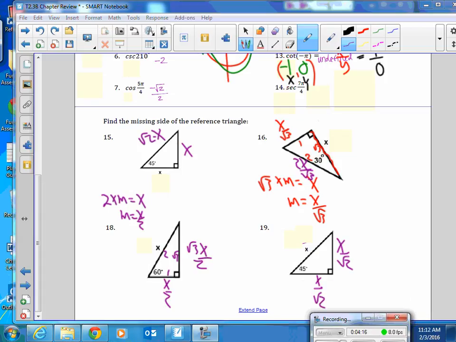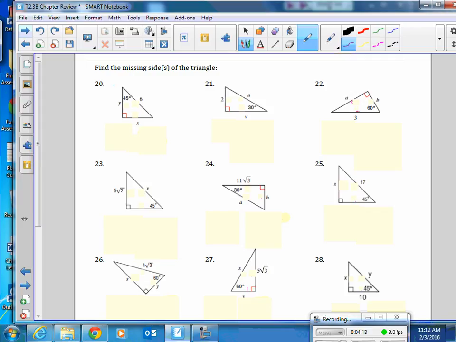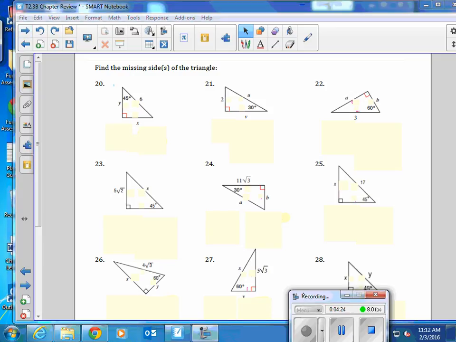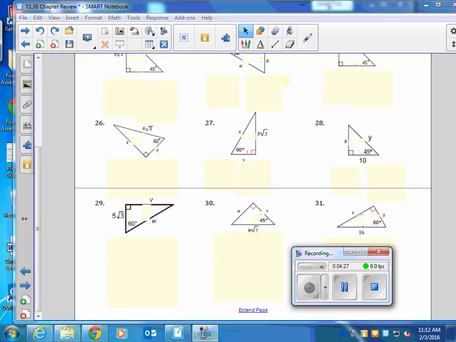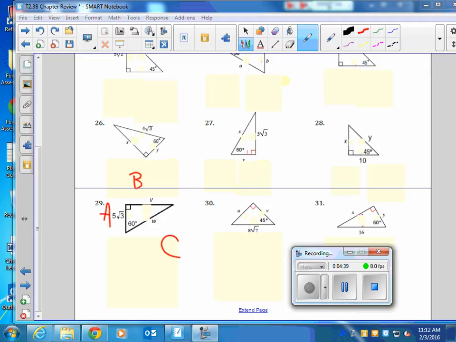Okay. How about the next page? Any of those that you want to see? So for 29, you're going to have this VW. You're just trying to find out what those are. The shortest side, is it going to be A, B, or C? Which is the shortest side? A, B, or C? Which is the shortest?